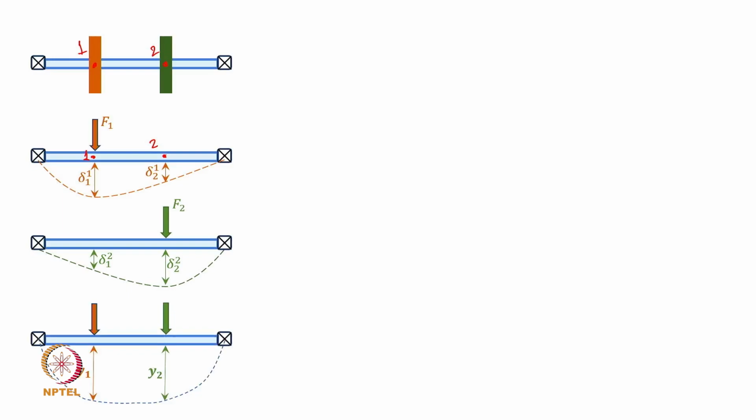When both of them are acting together, there will be a linear superposition of the deflections, and then the deformation of the shaft at locations 1 and 2 would be given by y 1 and y 2. This is our static case where forces F 1 and F 2 are static forces acting on the shaft. Now, how do I find delta 1 1 or delta 2 2 and so on?